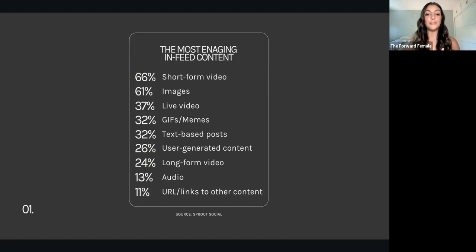Images do well, live videos if you're going live, funny memes. So we'll dive into why those actually do really well. Text-based posts, and then we kind of go down below to UGC content, longer form video, which isn't going to perform quite as well. Strictly audio, or URL or linking out, that type of thing as far as in-feed content. And URL links to other content can be like the ads that you see that would take you somewhere else. So short form video should be a part of your strategy. It's very crucial.